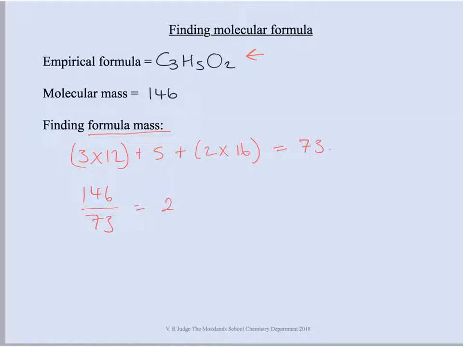So the molecular mass is twice the empirical mass, so the molecular formula will be twice the empirical formula. So our empirical formula was C3H5O2, so we need to double that because the molecular formula weighs twice as much, so it's C6H10O4. That is the molecular formula of the compound.